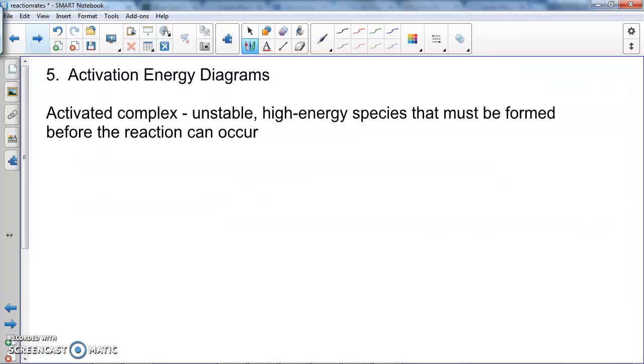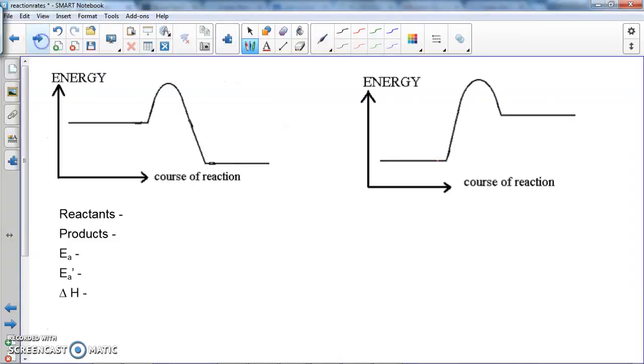That gets us to understand what we call the activation energy complex. My diagrams should be here, but they're on the next page. Activation energy diagrams are these things right here, and I'd like you to be able to label these pieces. There are five things that I expect you to be able to label on any activation energy diagram. Note that this axis is the course of the reaction, and as you go this way, that's the energy.